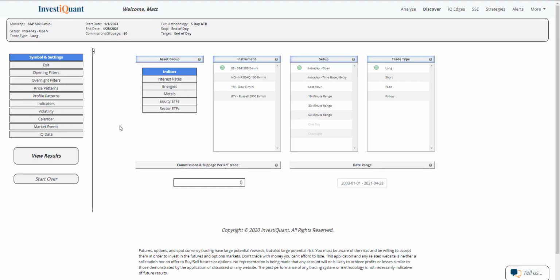Today is Wednesday, April 28th, 2021, and today is the day of the FOMC announcement. That'll be out today at 2 p.m. Eastern Time, and we are going to look at what has happened on this day historically based on a similar opening location in a similar market environment. So currently we are trading higher in the overnight session.